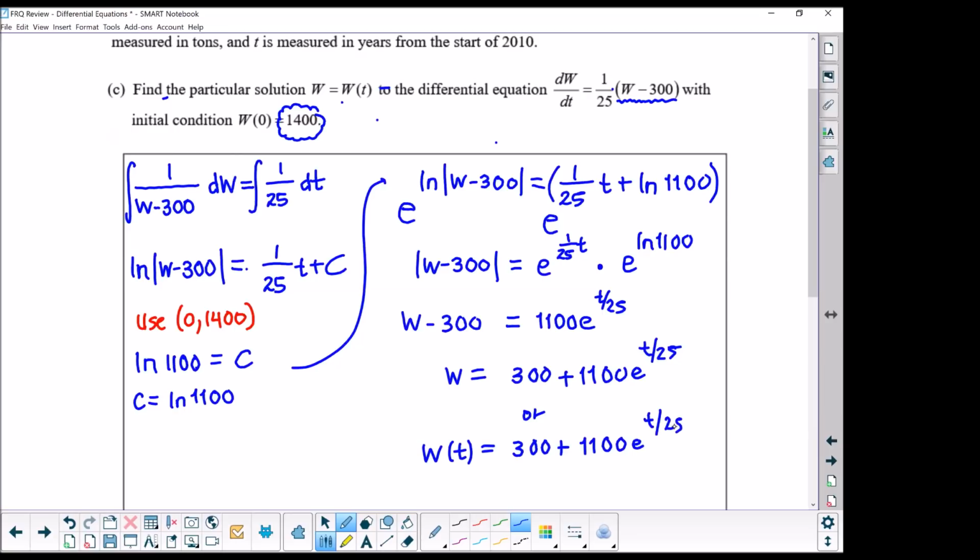And that would be a very, very awesome fifth point. Let's take a look at the scoring rubric.